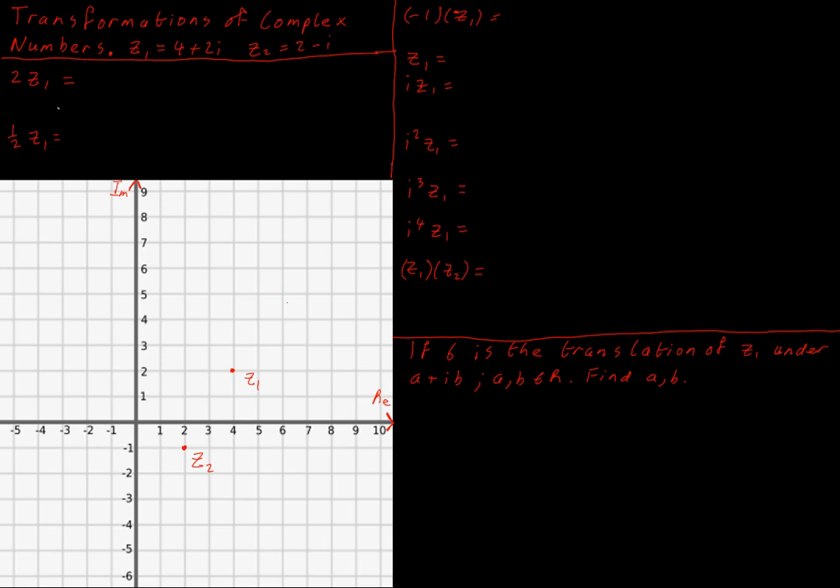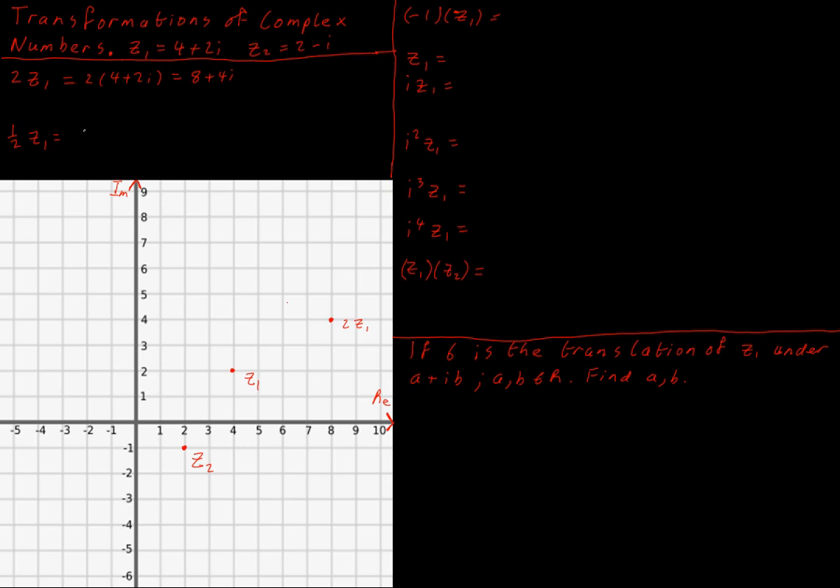Now, when we start to do translations or transformations, like multiplying by 2 or dividing by 2 or multiplying by minus 1, what effect does that have geometrically on our number? So if we have 2 times Z1, we know how to deal with that. We have 2 times 4 plus 2i, we end up with 8 plus 4i. And if we plot that on our diagram, we start at the origin, go to the real, positive 8, and in the imaginary, we go up 4.